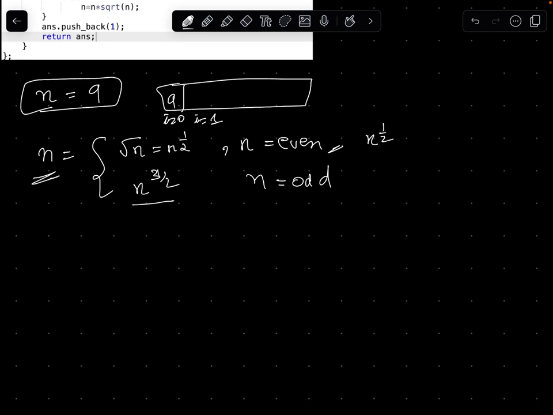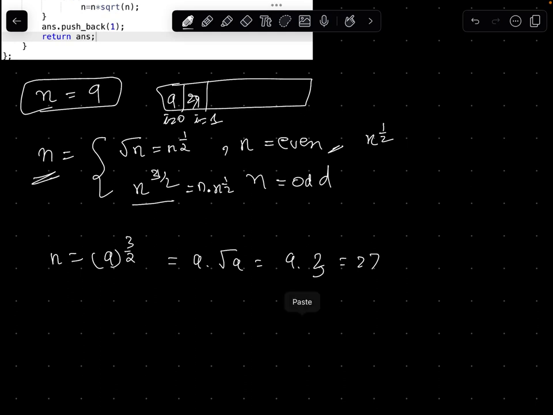So at i equals 0, suppose 9 is given. What will the next value be? As n is odd, it will be 9 to the power 3 by 2. We can write n to the power 3 by 2 as n into n to the power 1 by 2. So it will be 9 into root of 9, which is 9 into 3, 27. In the same way we can write the next value.